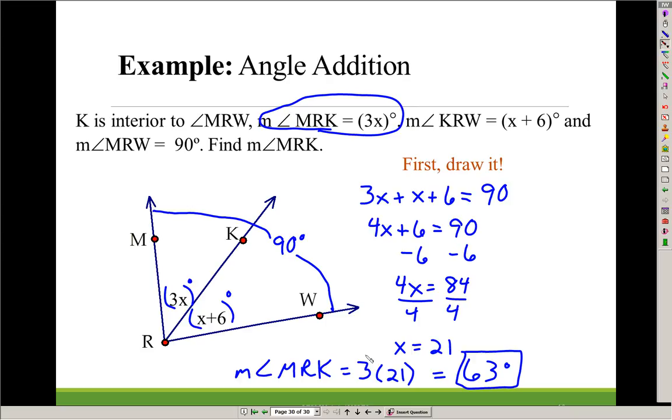So find x, and then use x. Let me divide that so it's not confusing. Use the x to answer the final question. Sometimes they do ask for x, but sometimes they ask for the measure of something else. Make sure you fully answer the question.